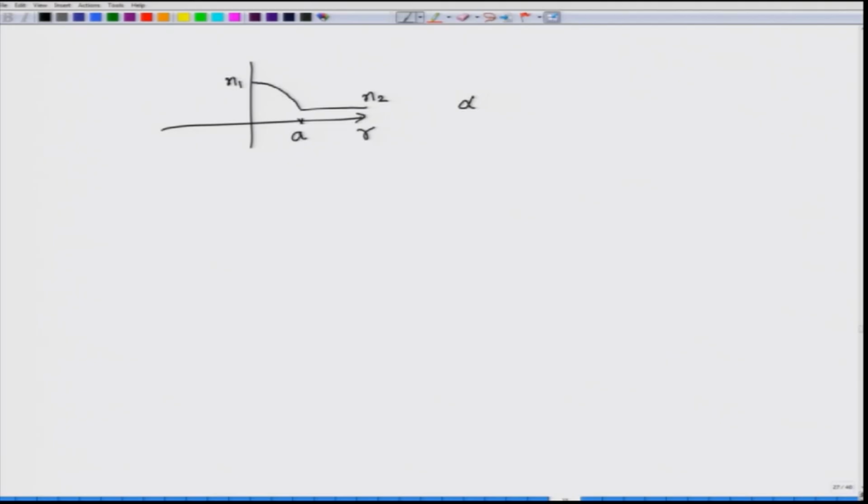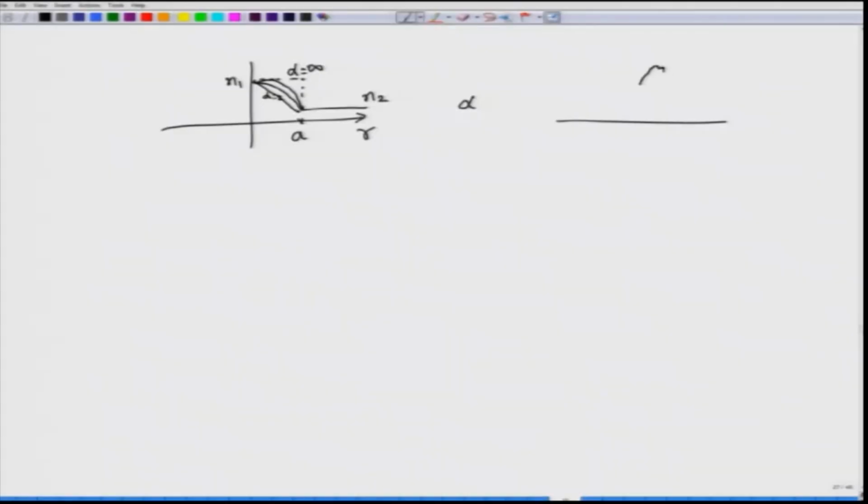This is the usual case for alpha equals 2, and for alpha equals infinity you will actually get back to the step index profile. You will also have additional types of graded index profiles possible by changing the values of alpha. So, alpha equals 1 will give you the linear profile, alpha equal to 2 will give you the parabolic profile, and eventually alpha equal to infinity will give you the step index profile. Of course, this alpha is just a mathematical convenience that we are going to use.